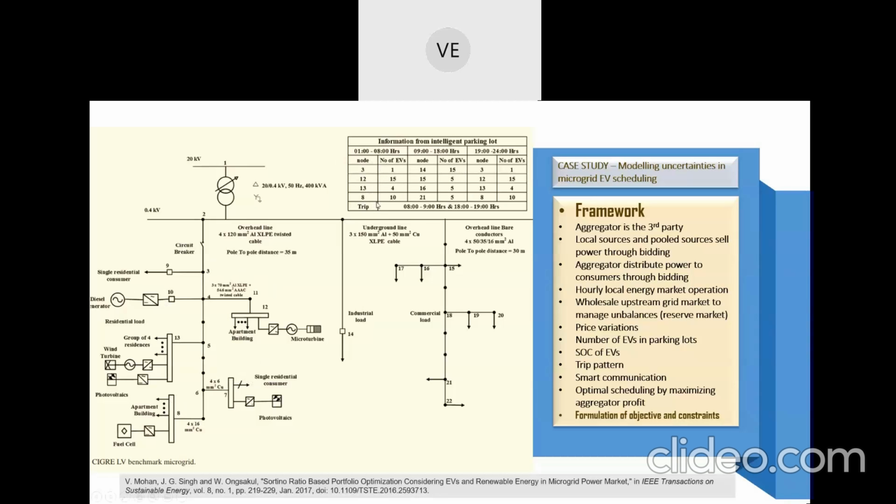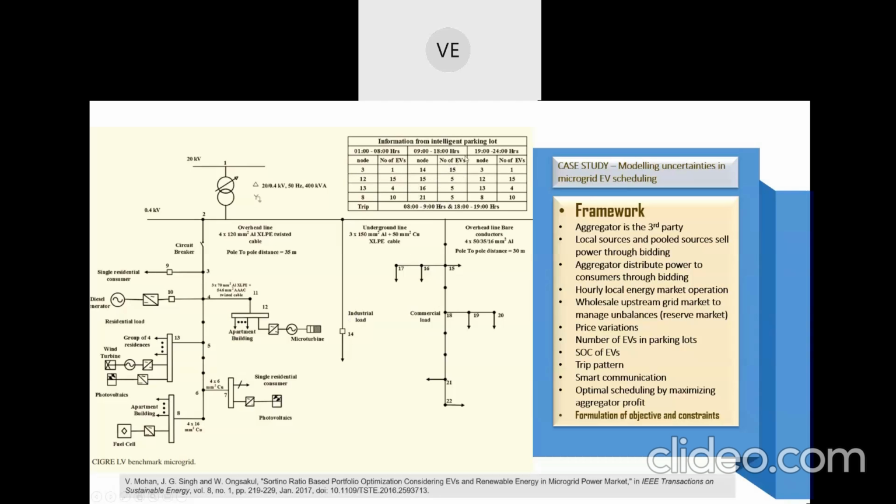So at these nodes, the number of EVs are 1, 15, 4, and 10. The trip time is also given here. Trip time is from 8 to 9. So 1 to 8, it is available in the parking lot. 8 to 9, it travels, right? After traveling, it reaches the workplace. So the workplace is either in the industrial feeder or the commercial feeder. Accordingly, the number of EVs are expected like this in those parking lots.